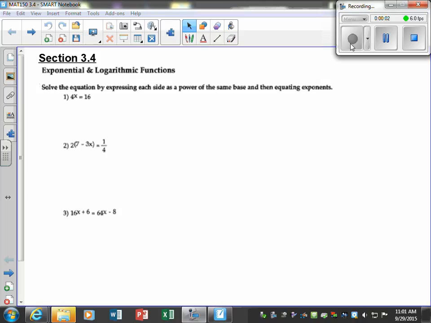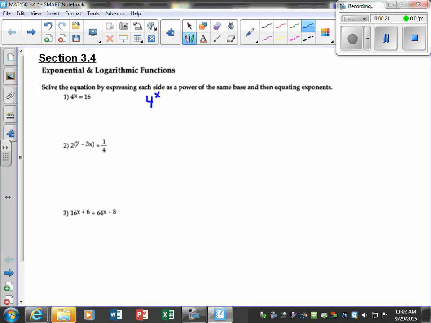Alright, section 3.4, we're going to be looking at exponential and logarithmic functions and basically solving expressions involving these. So the first couple ones we have a tactic where we try to make the bases match. For example, this is 4 to the x is equal to 16.